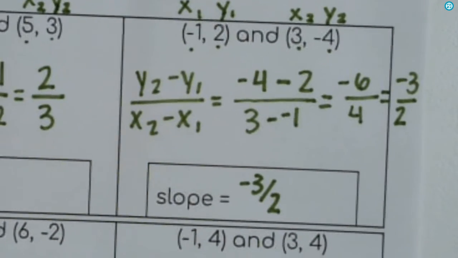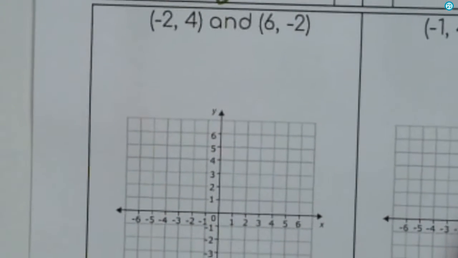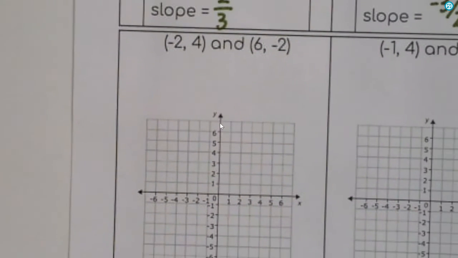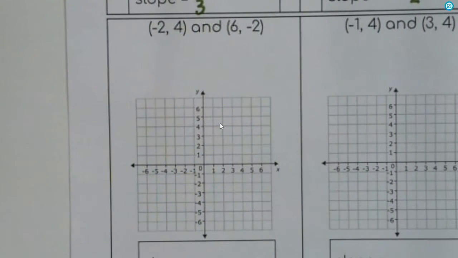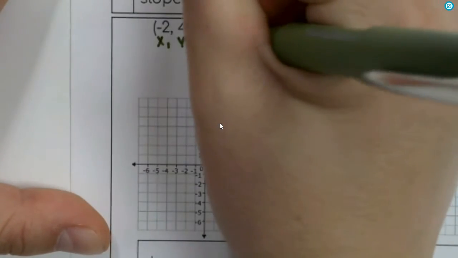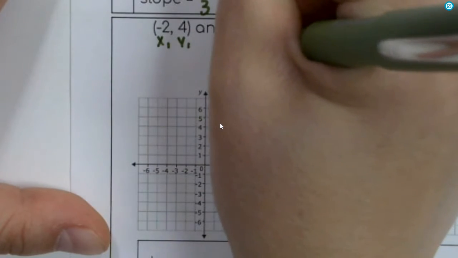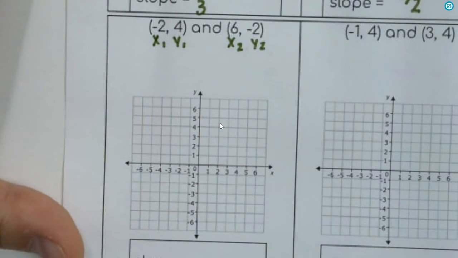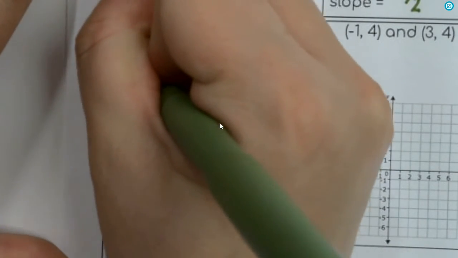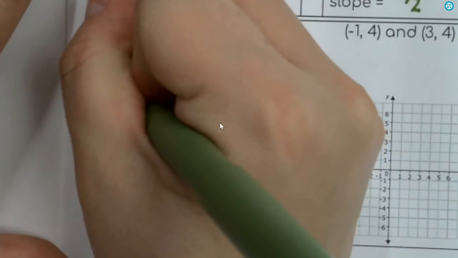So moving down, I'm going to look at my next one. I am going to do it first with the slope formula, and then I'll show it to you on the graph. So with the slope formula, it's going to be y2 minus y1. So we'll go ahead and label those again. So x1 and y1, x2 and y2. My formula is still always the same. y2 minus y1 over x2 minus x1.